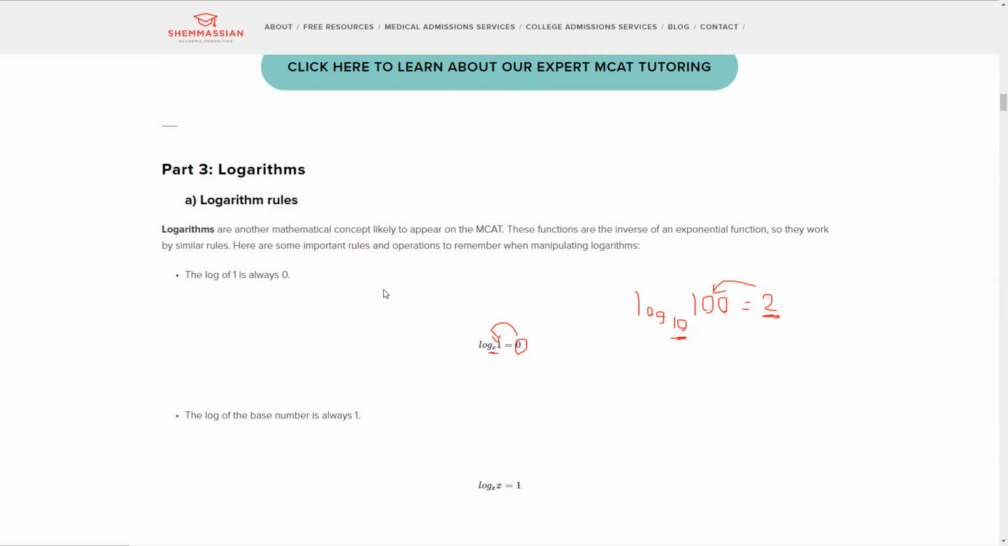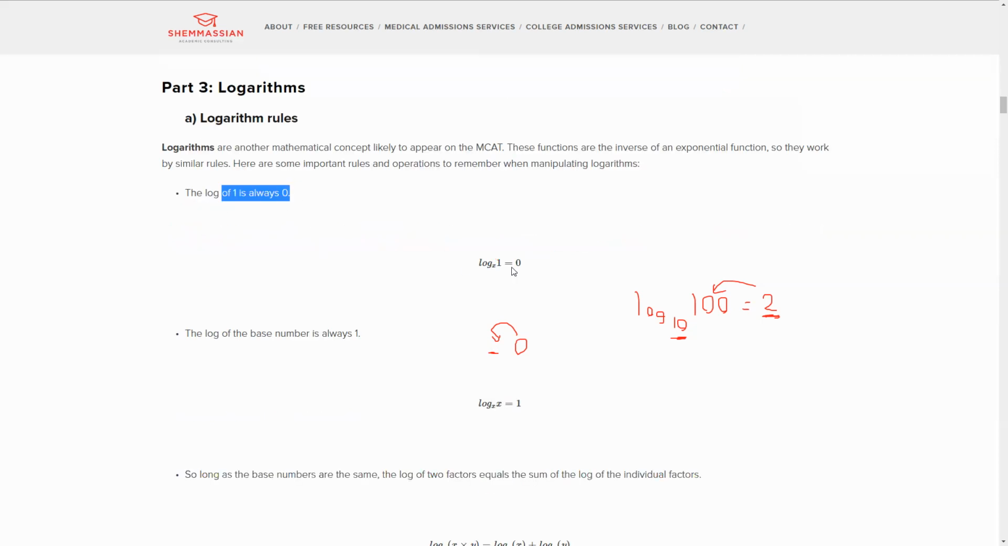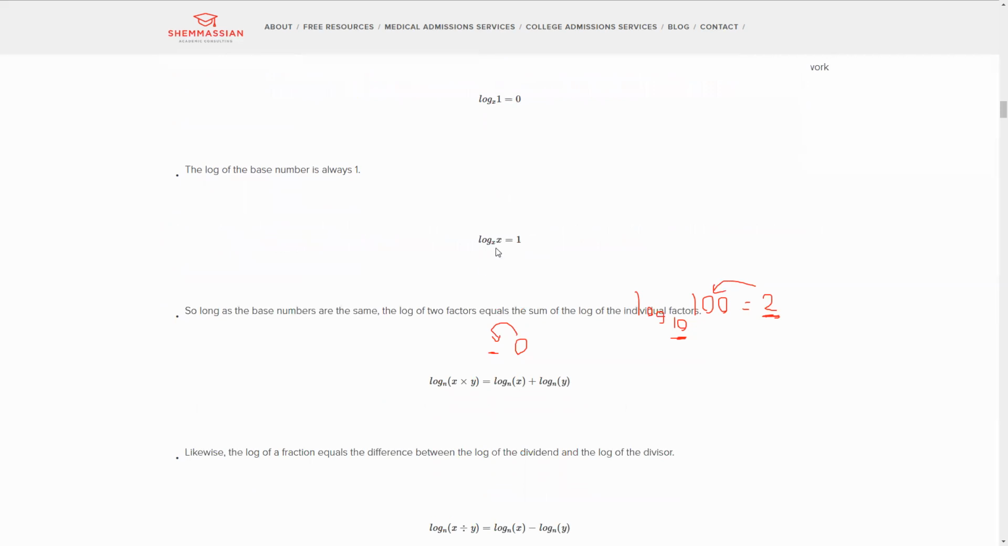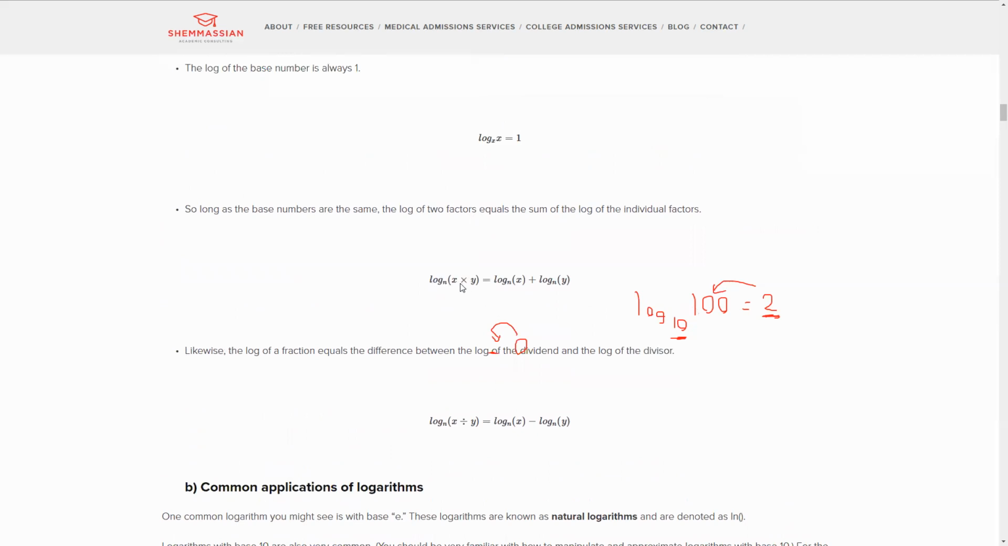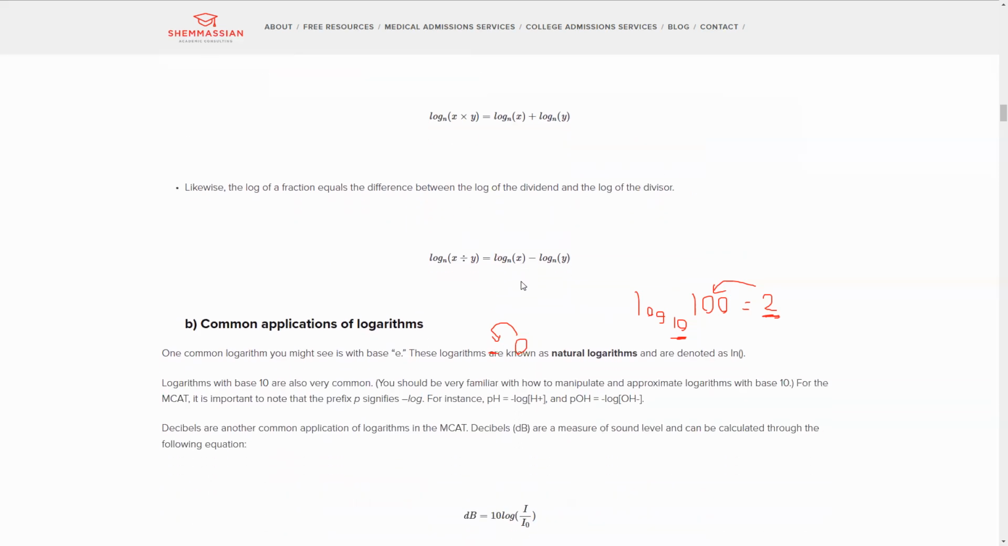The log of 1 is always 0, because x raised to 0 will always give you 1. The log of x to the 1 is just x, because anything raised to 1 is just itself. There are some other rules: if the base of the log is the same and two numbers are being multiplied, you can separate it into individual logs being added. If they're being divided, you can separate them into individual logs being subtracted. Okay, so this is the first part of logs.